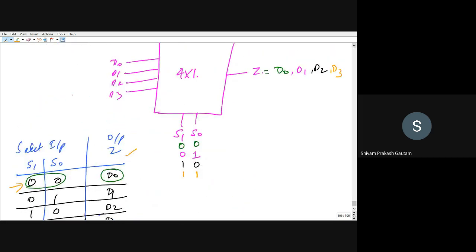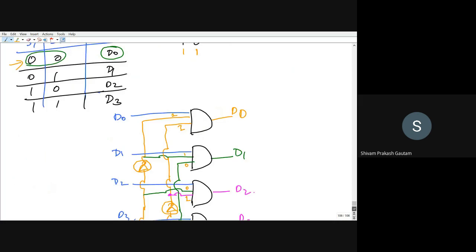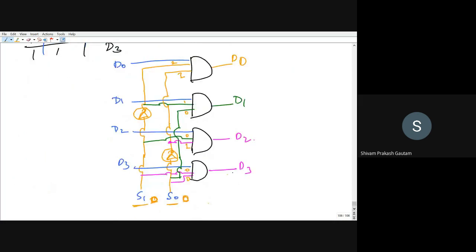Now what we want: when both the select inputs are 0, what output are we getting? We are getting D0. You can see that for an AND gate, all the inputs should be high, right? For the first case, both inputs are 1, 1. In all the other cases, one input is 0. So if D0 is high, D0 will flow at the output. Here I forgot to add one OR gate. So this will be our output, right?